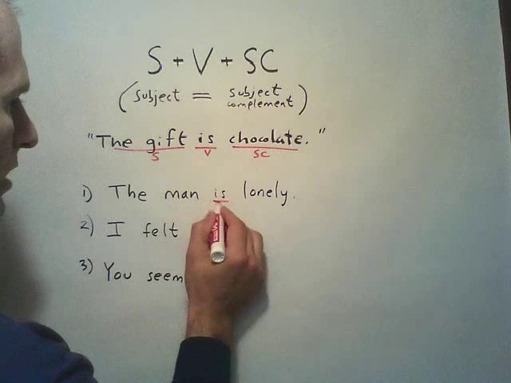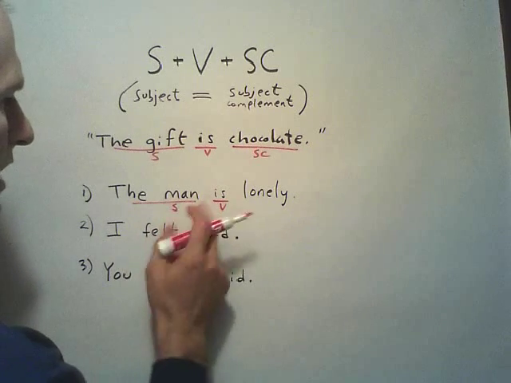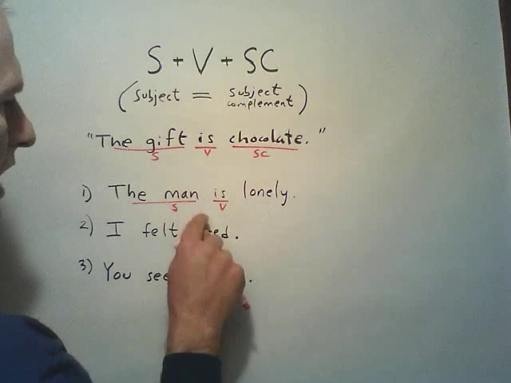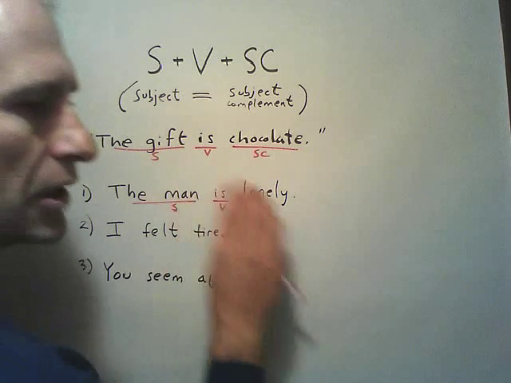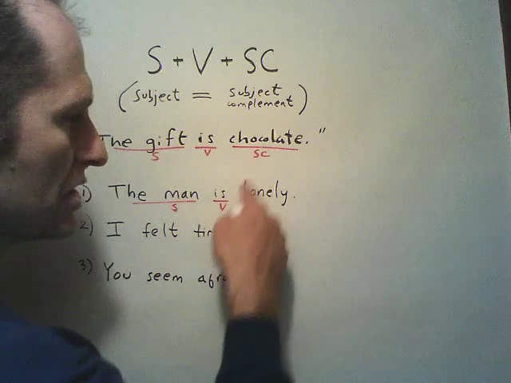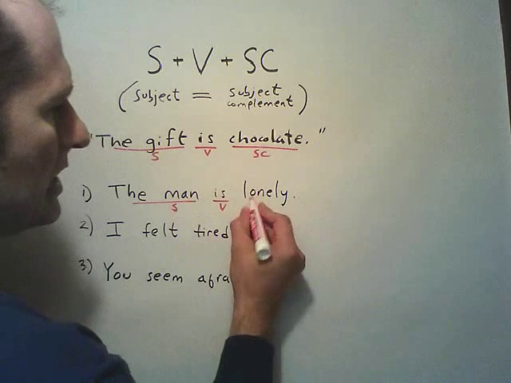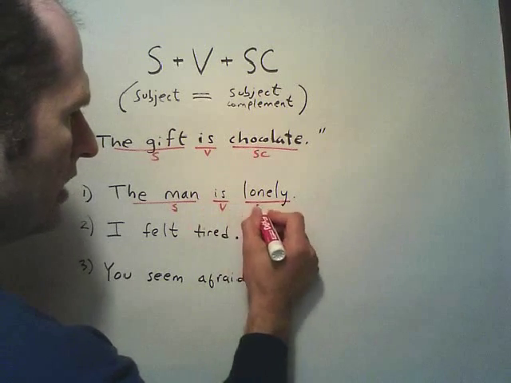Is is your verb? Who or what is the man? Subject. The man is who or what? Lonely. Okay. Now, does lonely equal the man? In other words, is the man being equated to a lonely man? That's what's really happening here. And the answer is yes. So this is shorthand for that, a lonely man. In this case, we should take this and call it a subject complement.